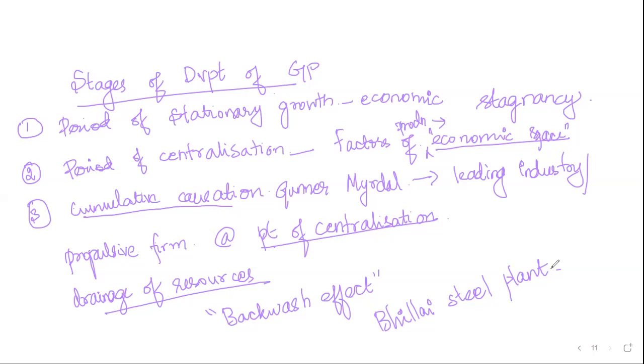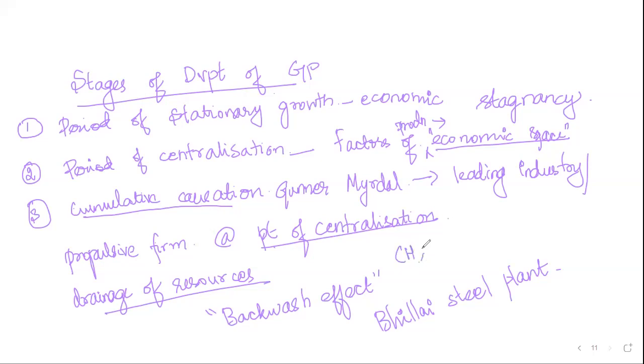So as Gunnar Myrdal suggested, if there is too much of backwash effect, you know what will happen? It will lead to drainage of resources, wherein the other surrounding areas will be rendered poor and backward, and the growth pole will grow at the cost of the surrounding areas. That word is important. The growth pole will grow at the cost of the surrounding areas.